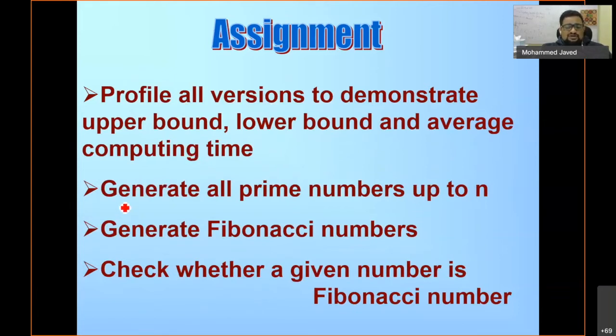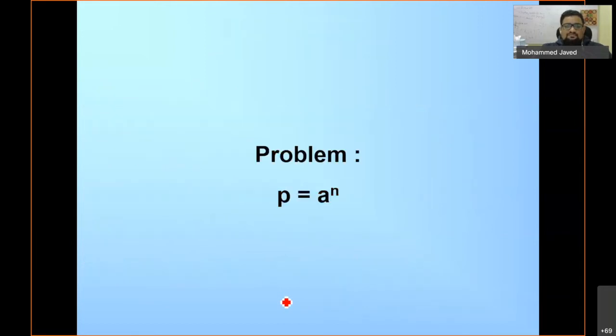And also the other problem: generate all prime numbers up to n. For every version of the algorithm you design, you have to analyze the time complexity; the best case, the worst case, the average case analysis should be done. Similarly, generate Fibonacci numbers, and check whether a given number is a Fibonacci number or not. First is generating, then checking whether the number is a Fibonacci or not.